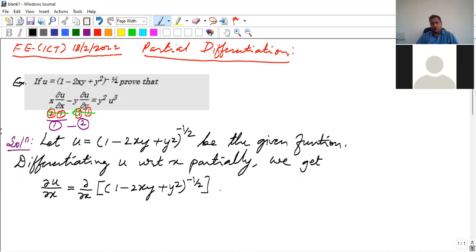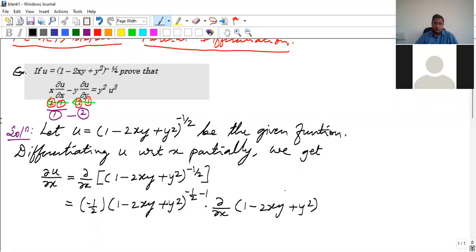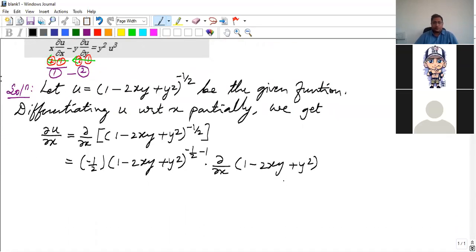Now, as we know, the derivative of x raised to n is equal to n into x raised to n minus 1. So what we'll be having here, this minus half will come down, and you will be having (1 minus 2xy plus y square) raised to minus half minus 1. Now we'll have the derivative of this bracket, 1 minus 2xy plus y square. Are you getting this term? Yes, sir. Good.